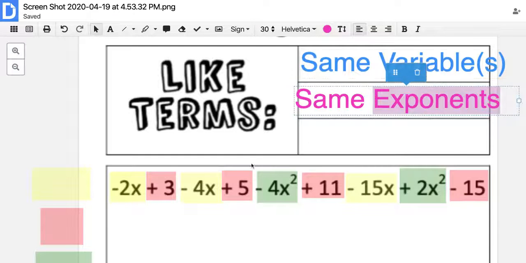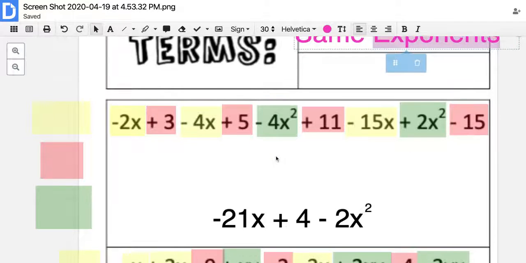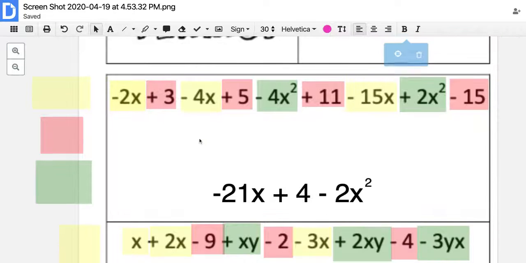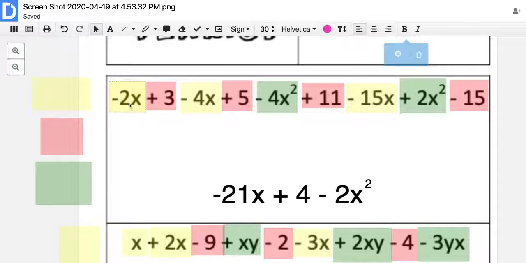Now, for example, the first one. It's already color coded because of time. I only have 5 minutes, so I have to make sure I do this the fastest way. So the first one, my like terms are going to be negative 2x, negative 4x and negative 15x. So those are my like terms.